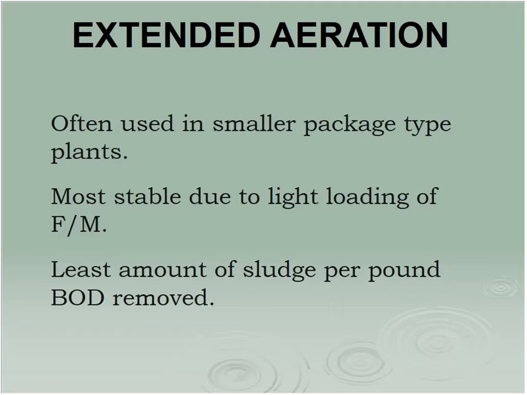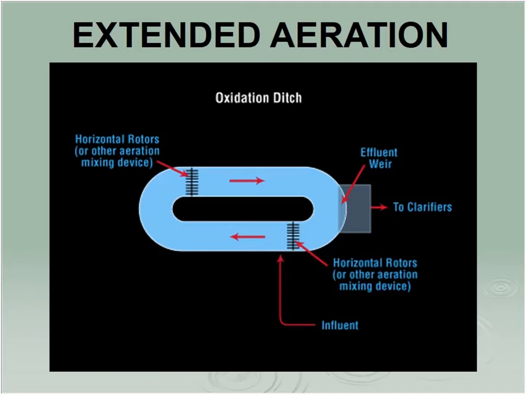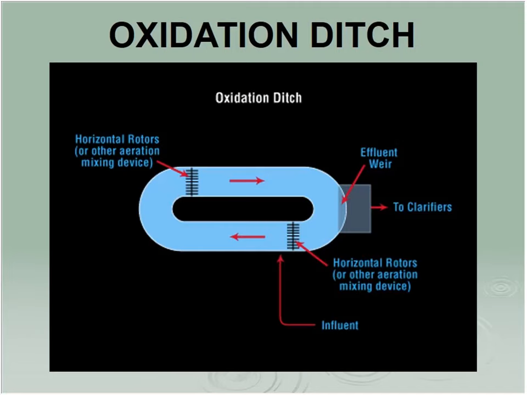Very light loading. Decent amount of sludge per pound. And generally, it's characterized by this type of process, what we refer to as an oxidation ditch. It's just a big oval. Water keeps running around a circle. We've got aerators here that move the water and also aerate it. Very common.